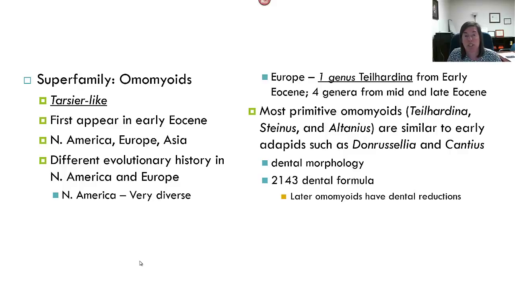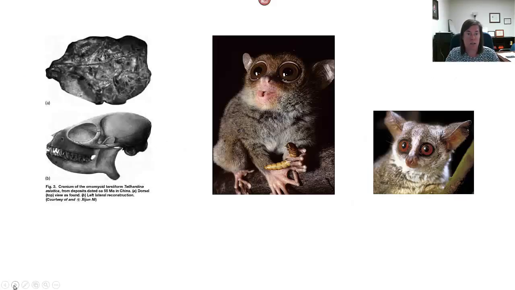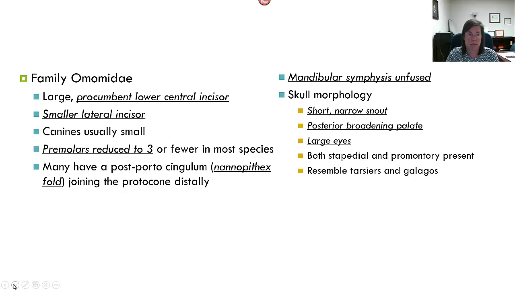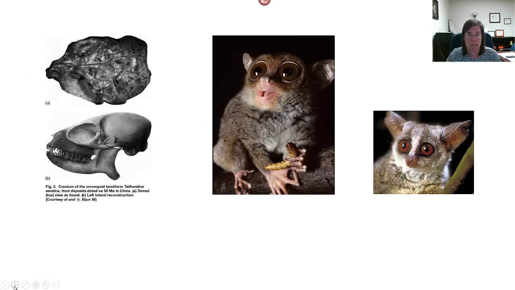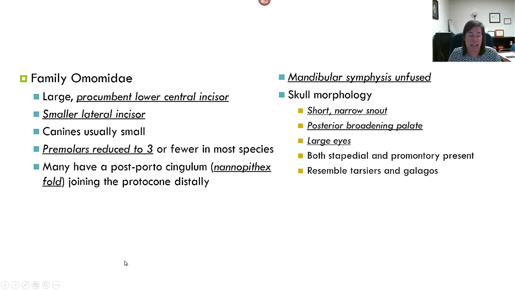They're similar in terms of their dental morphology and in the dental formula. They all have a 2-1-4-3 dental formula. Later Omomyoids start to have dental reductions. So these are some examples of the fossil Omomyoids and current possible Omomyoids. So the family Omomyidae, they basically are characterized by, let's see, did I skip? No. Okay. The family Omomyidae, they have very large procumbent lower central incisors.